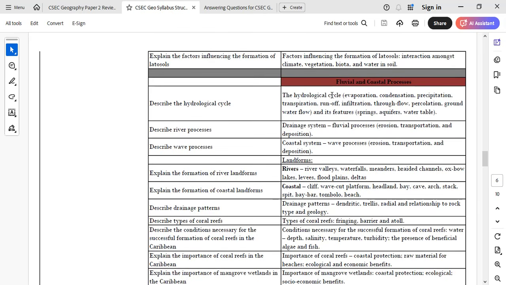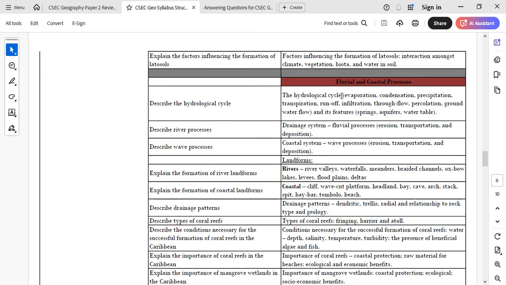Then, of course, understanding the fluvial and coastal processes, the water cycle, know all the processes. And the syllabus clearly identifies what you need to know, the major processes, but also the consequences of the water cycle, the springs and aquifers and water tables, right? What are the different parts of the water zones, the water table being the upper limit of the zone of permanent saturation, aquifer rock structures that could hold water, springs, natural occurrences through which underground water comes to the surface. All of those are consequences of the water cycle.